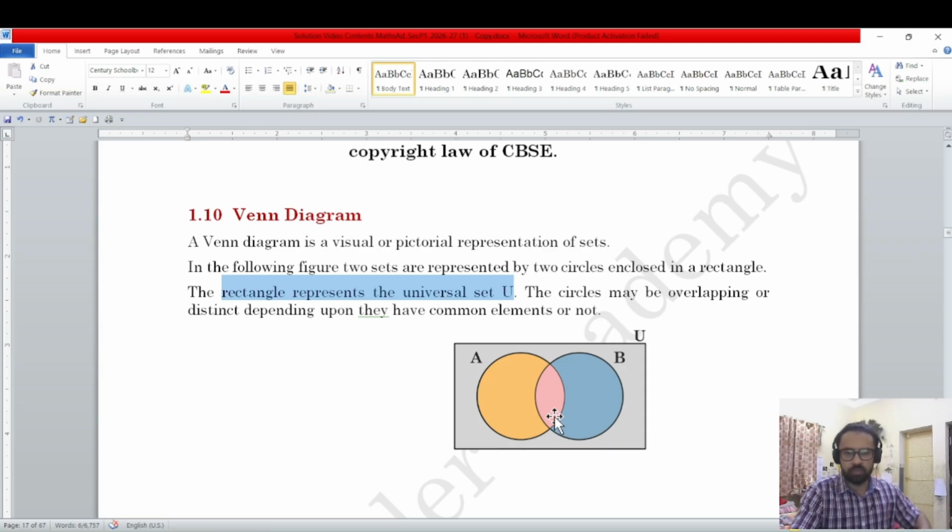Now these circles may be overlapping or may not. If they have some common elements, then there will be some overlapping as shown in the picture, otherwise they will be disjoint sets. We will see this concept today. What are the disjoint sets, what are the intersections, union, these all.